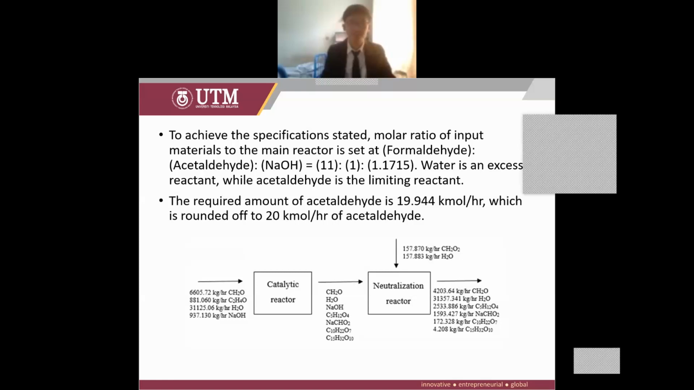Okay, to obtain the specification stated, 11 mole of formaldehyde, 1 mole of acetaldehyde, and 1.1715 mole of sodium hydroxide must be fed into the reactor. Water is in excess while acetaldehyde is the limiting reactant. The required amount of acetaldehyde is 19.944 kilomole per hour, which is rounded off to 20 kilomole per hour of acetaldehyde in case there is no complete separation of pentaerythritol. This is the basis for our process synthesis.